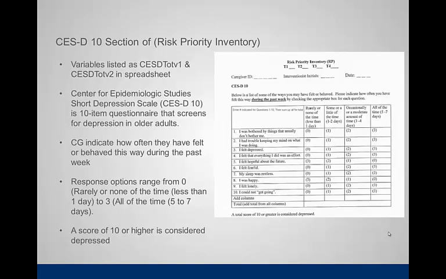And the next section would be the CSD10 section, which measures depression. The variables are listed as CSD, TOT, V1 and 2. The Center for Epidemiologic Studies Short Depression Scale is a 10-item questionnaire that screens for depression in older adults. The caregiver indicates how often they have felt or behaved this way during the past week. Response options range from 0, rarely or none of the time, less than 1 day, to 3, all of the time, 5 to 7 days. And once you get the total scores, a score of 10 or higher is considered depressed.